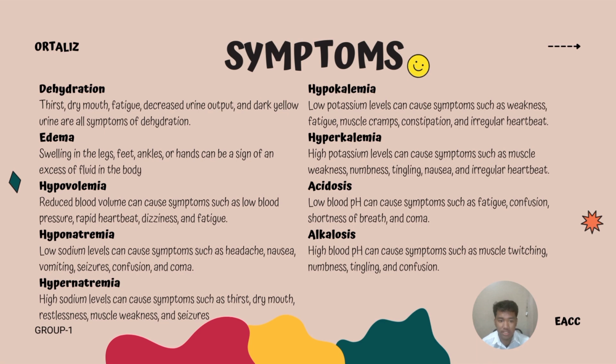Next is acidosis. Acidosis means you have a low blood pH that can cause symptoms such as fatigue, confusion, shortness of breath, and coma. This condition can be caused by diabetes, kidney disease, or lung disease. Next is alkalosis. Alkalosis means you have a high blood pH that can cause symptoms such as muscle twitching, numbness, tingling, and confusion. This condition can be caused by excessive vomiting, the use of certain medication, or respiratory alkalosis.